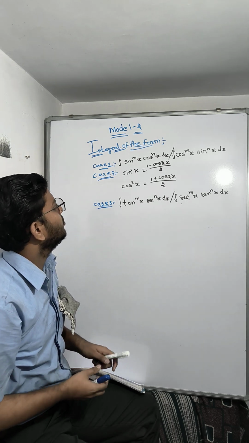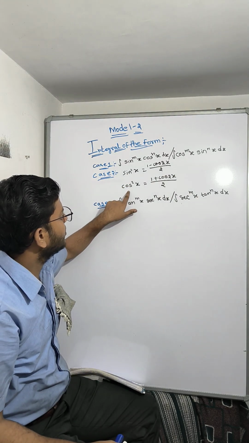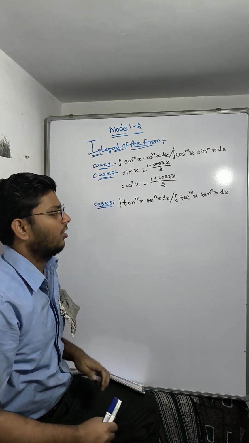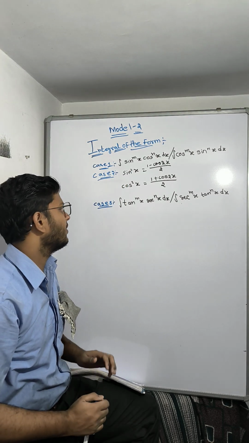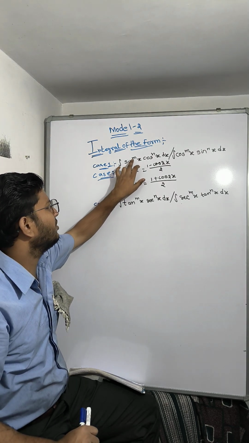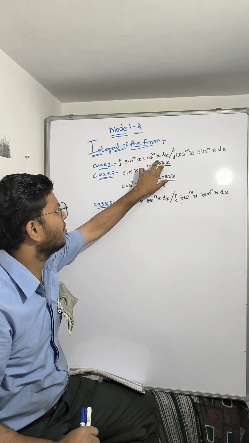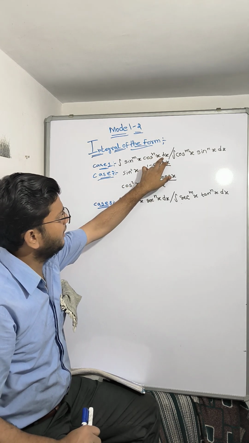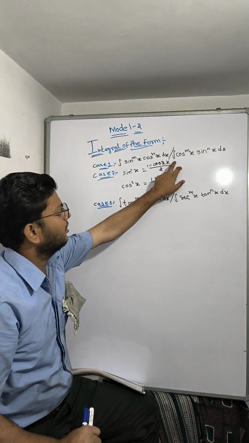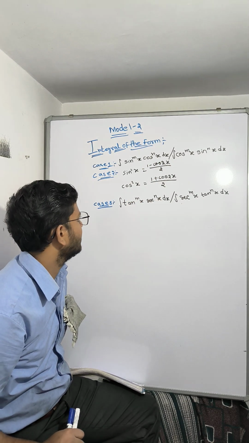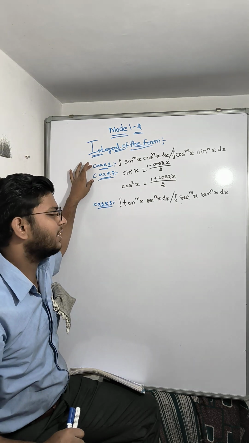With using of sin square x and cos square x formulas, we already did the sums in the previous videos, and we also saw that integral sin to the power of mx and cos to the power of nx dx, or integral cos to the power of mx and sin to the power of nx dx. We already solved these 2 cases.